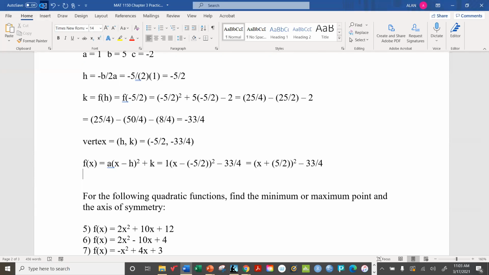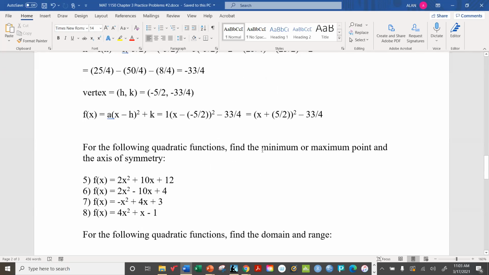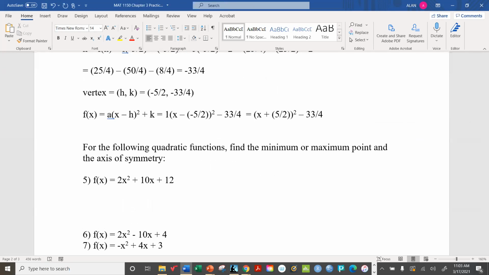Now what do we do? I see. We have some quadratic equations, and we're going to find the minimum or maximum point. Now, you notice when it says the minimum or maximum point, that is just another way of saying you're going to find the vertex, because the vertex is the maximum or the minimum point. And of course, then you can simply find the axis of symmetry with our formula.